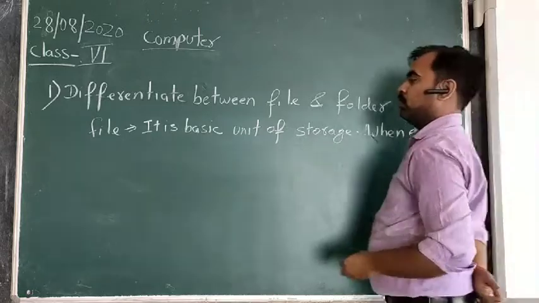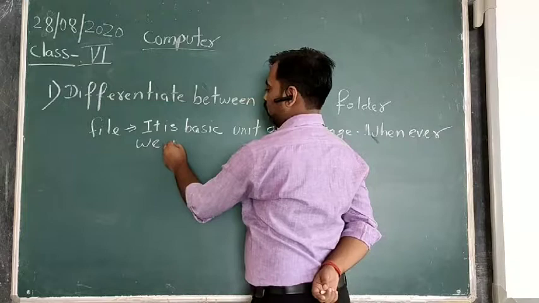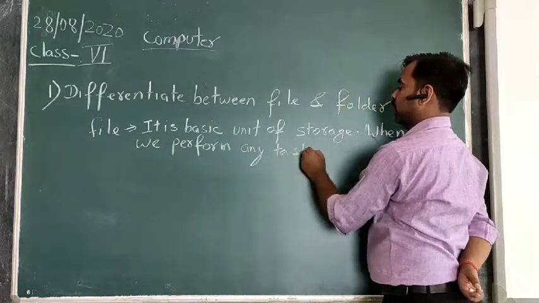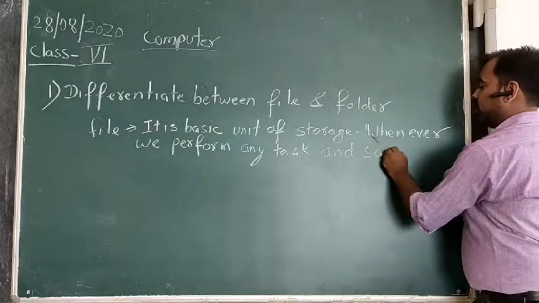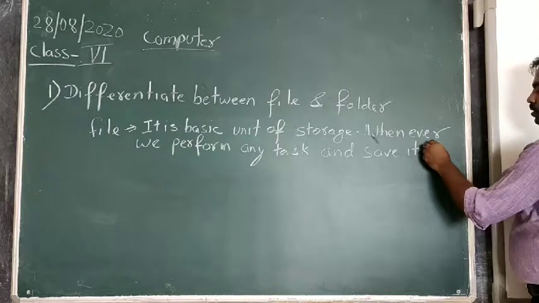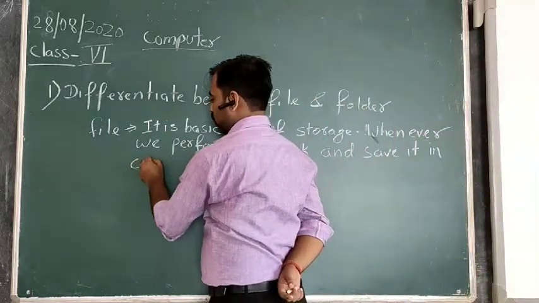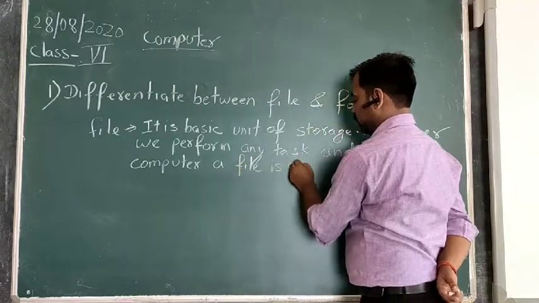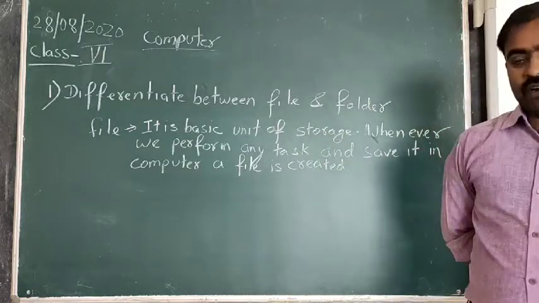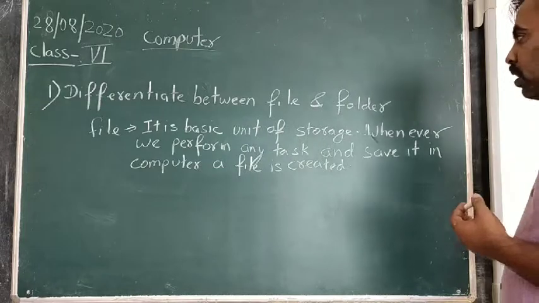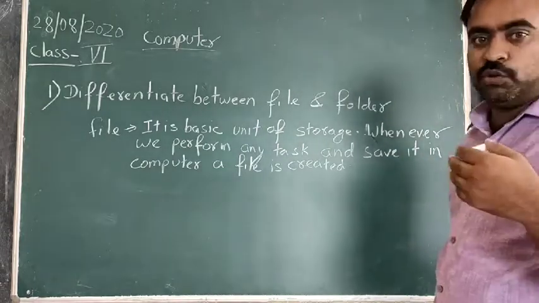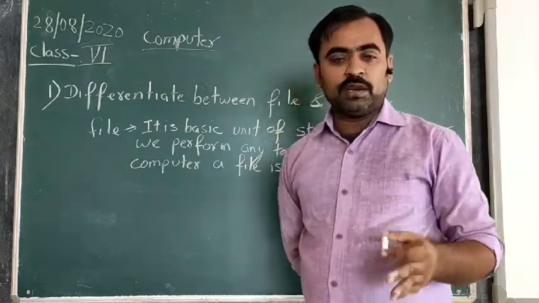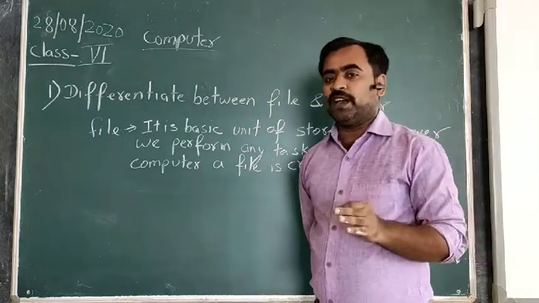whenever we perform any task and save it in a computer, a file is created. So what is a file? It is a basic unit of storage, and whenever you perform any task using any application program or any software, and you save it on the computer system, an individual file is created.